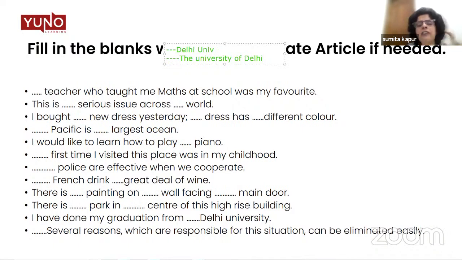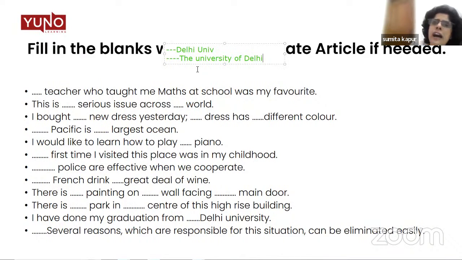But if I say I have done my university from dash, University of Delhi, it would be the University of Delhi. Why? Because here I begin my expression with university. And university is a common noun. It is not a proper noun.